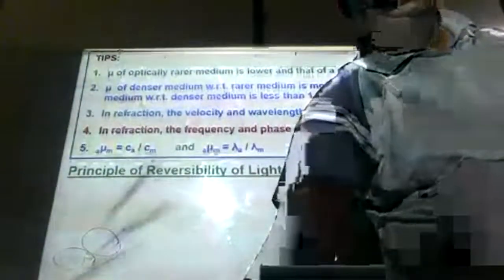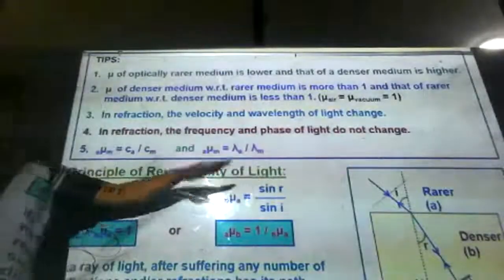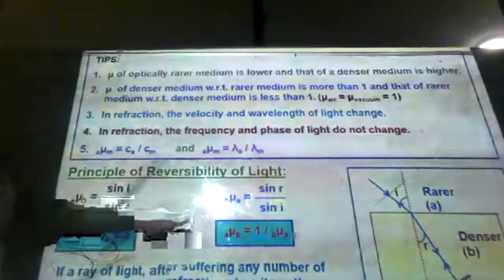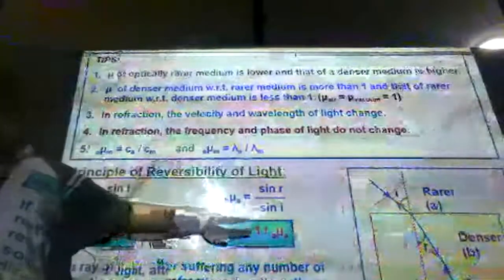Next, the most important thing is the principle of reversibility. What is this principle of reversibility? Reversibility of light is a phenomenon. It is all the time a natural phenomenon. Sometimes it may not be a natural phenomenon.